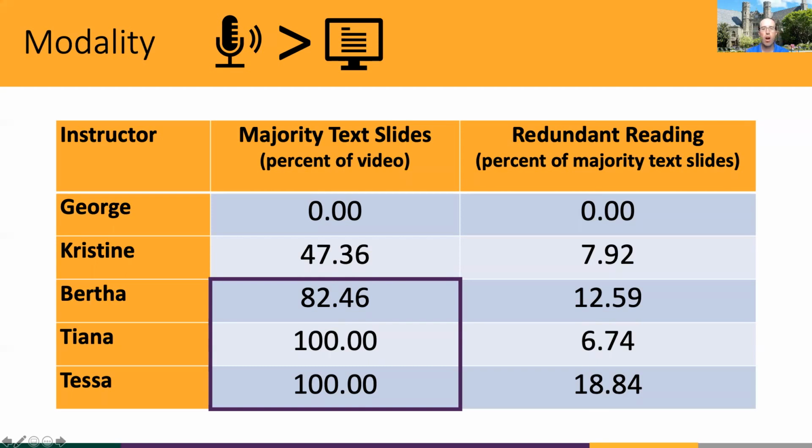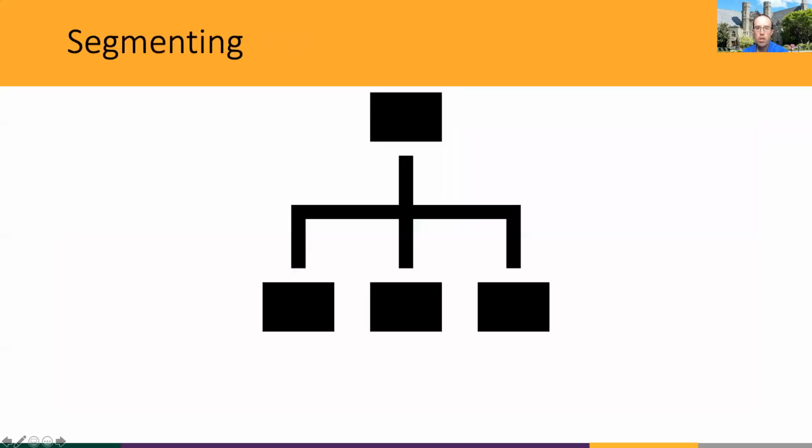So given that strong mismatch between data sources, the application of this principle remains unclear. The next principle in this area is segmenting. And the segmenting principle states that it's better to break a multimedia product into user-controlled parts.